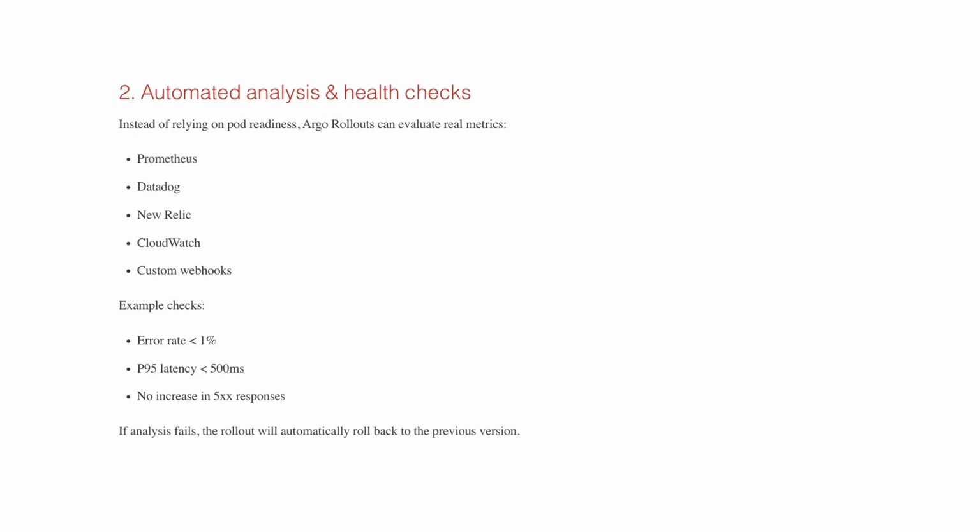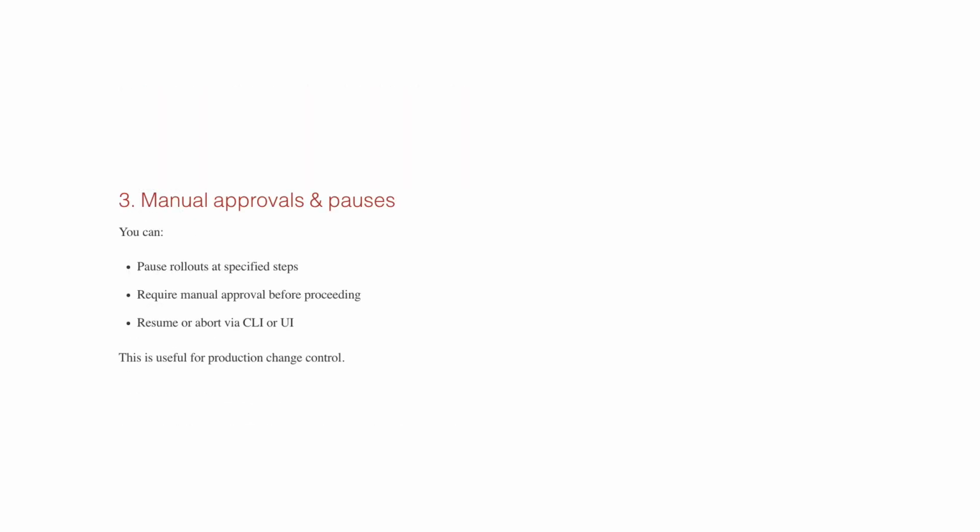Second, automated analysis and health checks. Instead of just checking if pods are ready, Argo Rollouts can query Prometheus, Datadog, New Relic, CloudWatch, or even custom webhooks. You can set thresholds like error rate must be less than 1% or P95 latency must be under 500 milliseconds. Third, manual approvals and pauses.